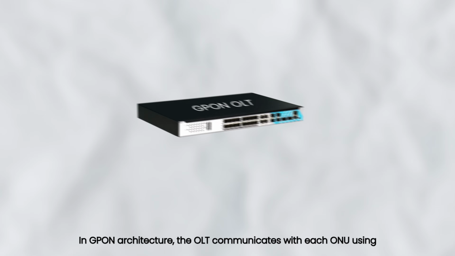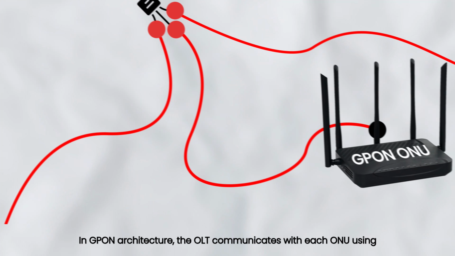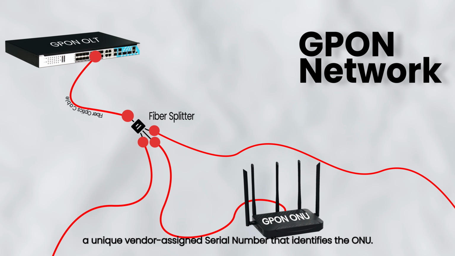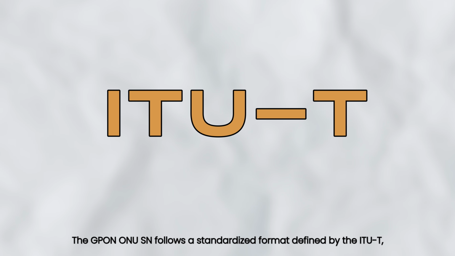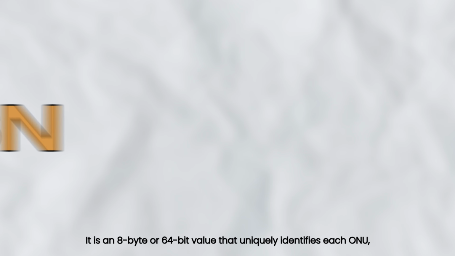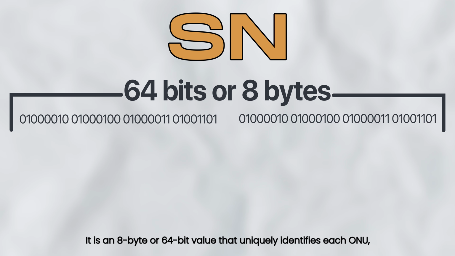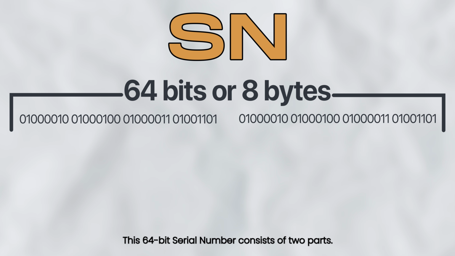In GPON architecture, the OLT communicates with each ONU using a unique vendor-assigned serial number that identifies the ONU. The GPON ONU SN follows a standardized format defined by the ITU-T. It is an 8-byte or 64-bit value that uniquely identifies each ONU, and it is typically represented in either hexadecimal or ASCII format. This 64-bit serial number consists of two parts.